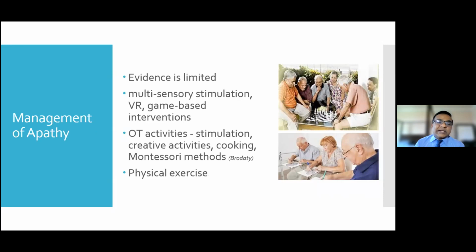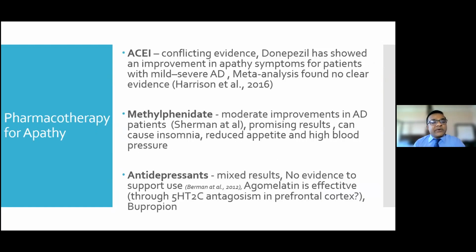Evidence is limited. So they talk about multisensory stimulation, VR, game-based stimulation, OT activities, creative activities, cooking, Montessori methods, physical exercise. What we have seen, assisted physical exercise and engagement and stimulating activities, they do help. Then pharmacotherapy, again, is difficult because of associated side effects, right? When it's very severe, one can try methylphenidate, which is usually used in children, the Ritalin, and the improvement is not great. But if there is traumatic brain injury, post-stroke, the response is better. And antidepressants again give very mixed results.